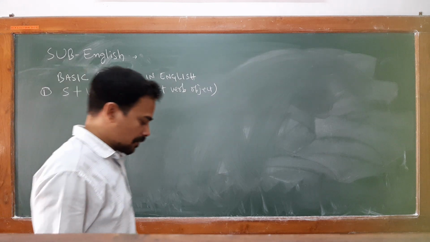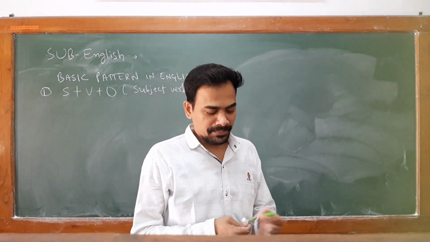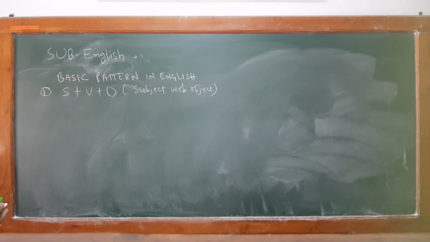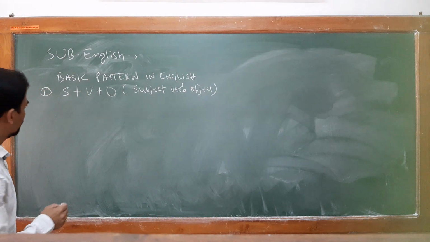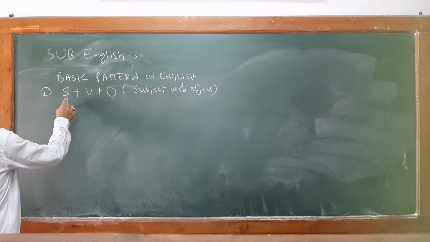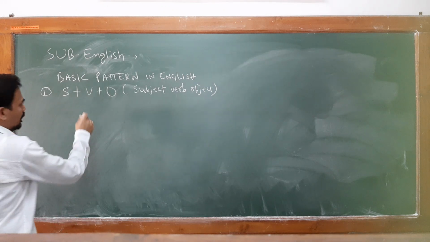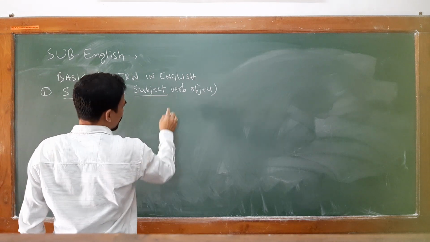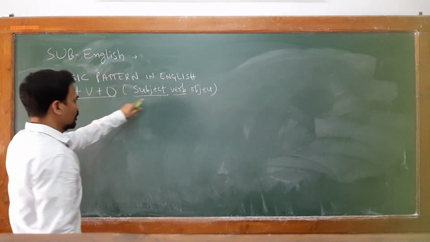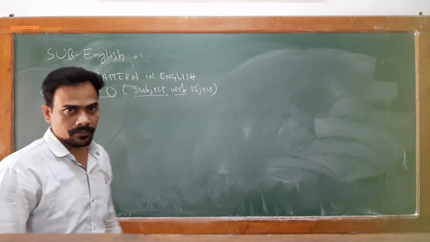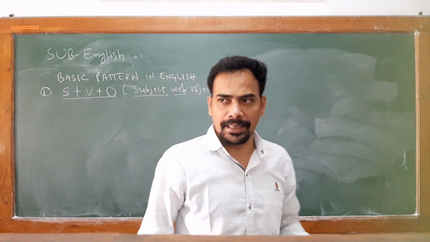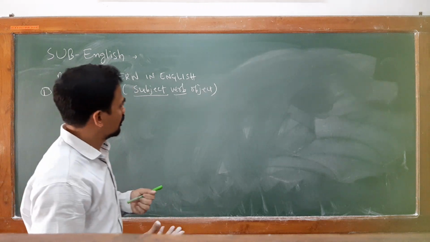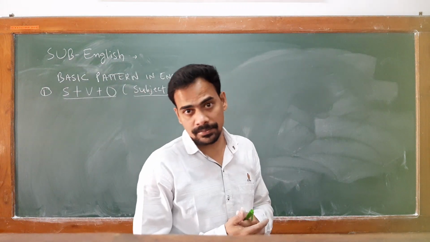Okay, dear students, let me revise today a few important basic patterns in English. The first one I have written is SVO. S stands for subject, V for verb, and O for object. Now everyone can have the idea of what a subject, verb, and object are, but how do you actually find them?